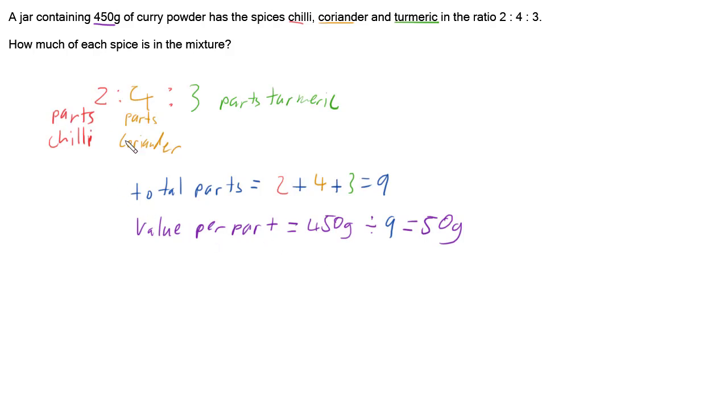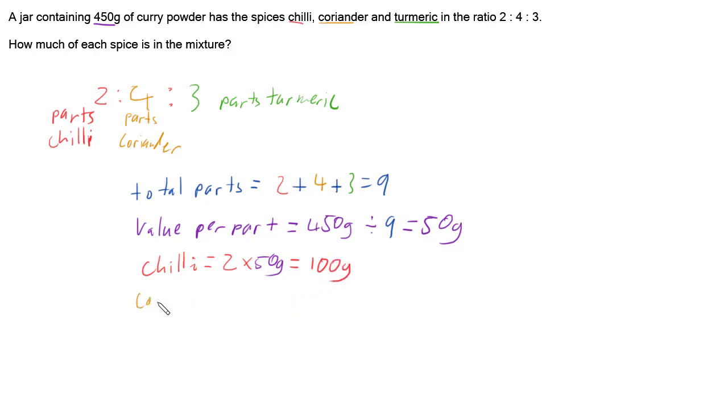So I've got 2 parts worth of chili powder worth 50 grams, 4 parts of coriander worth 50 grams each, and 3 parts of turmeric worth 50 grams each. So that means we can go and work these out. Our chili is, as I said, we've got 2 parts worth 50 grams each. So to work this out, I multiply by 2. So I've got 100 grams of chili.